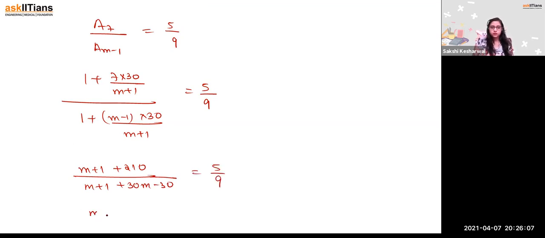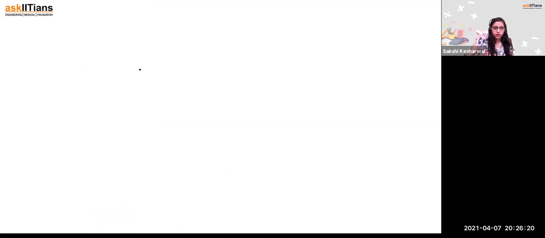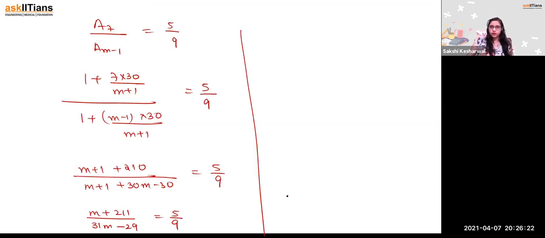Now you just see this. This is m plus 211 divided by what? 31m minus 29 is equal to 5/9. I just do the cross multiplication, yes or no? Just do the cross multiplication. So it is going to be what? I'm solving over here, right? You see this. So it's going to be what, beta? 9m plus 9, 9 and 18 is equal to what? 155m minus 29 into 5.